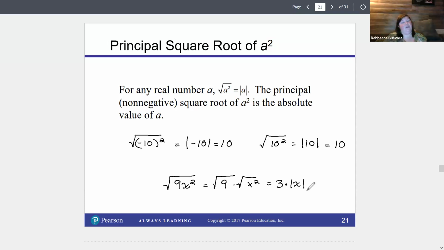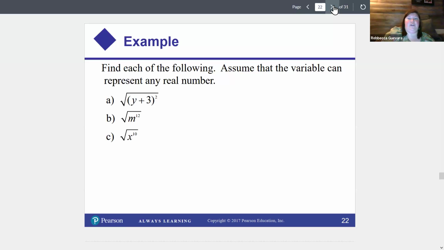So one of the things you've got to be careful of is that sometimes when you have a variable underneath your square root, we have to decide, does it stay under the square root? And if I can pull it out of the square root, is it going to be an absolute value or not? So for each of the following, find each of the following, assuming the variables can be represented as any number.